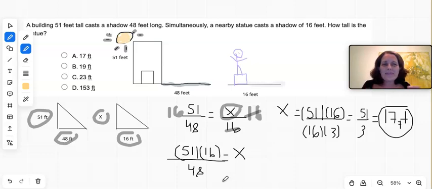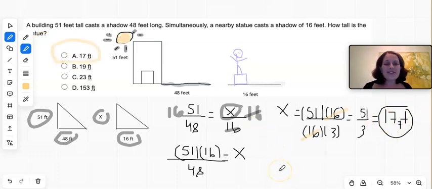But I'm going to simplify, and you can also use a calculator. But if you simplify for most of these questions, you're going to see that the math is simple. I have 51 times 16, but 48 I can rewrite as 16 times 3. Once I'm there, I can eliminate the 16 with the 16, and now I only have 51 over 3, which is going to give me 17 feet, and that is the answer.